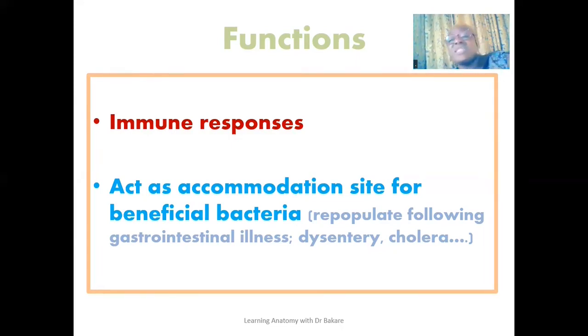So it tends to create like an accommodation site for these useful bacteria so that they can repopulate following gastrointestinal illness, such as dysentery and also cholera. So they can create like a site where they can be housed or caged, and when needed, they can be repopulated to move into the other regions of the large intestine where they can help to break down food substances.